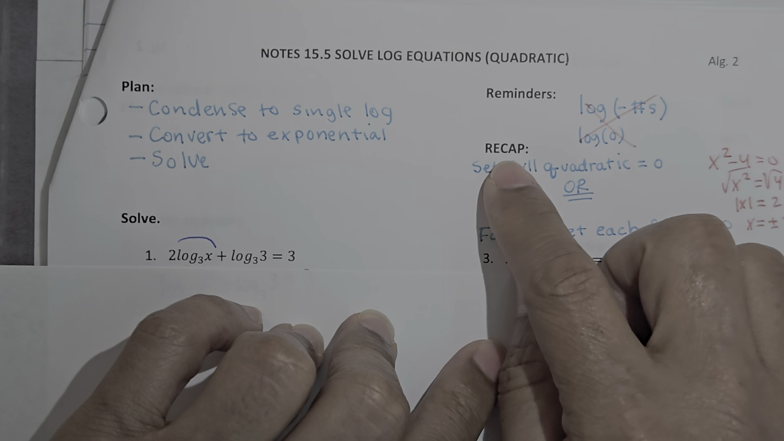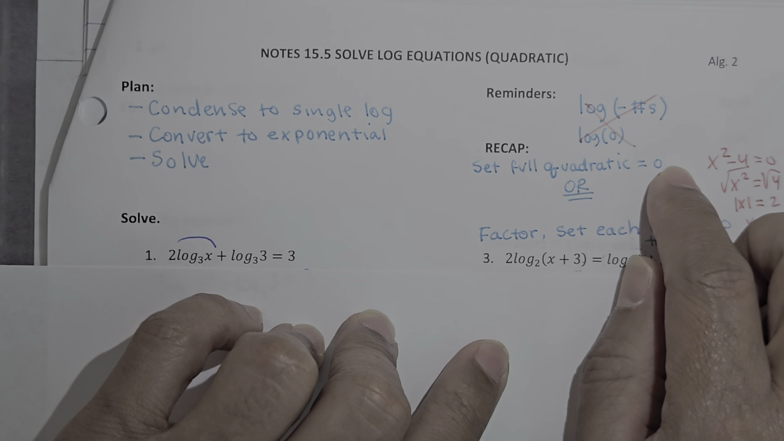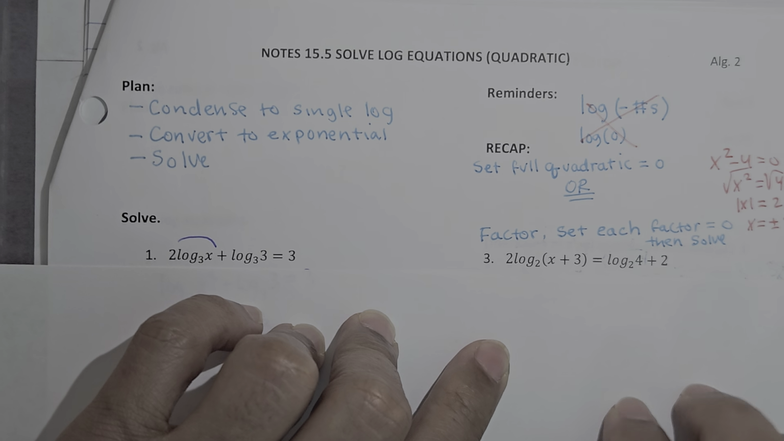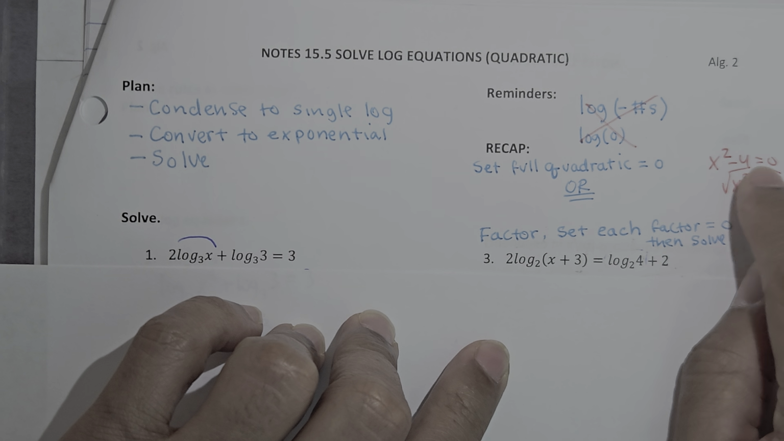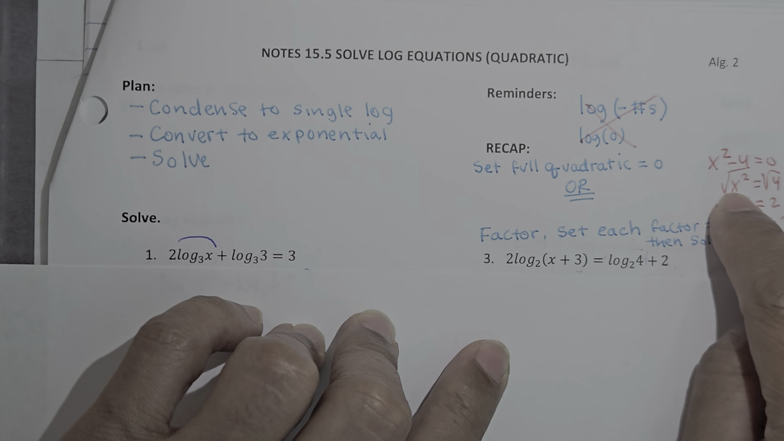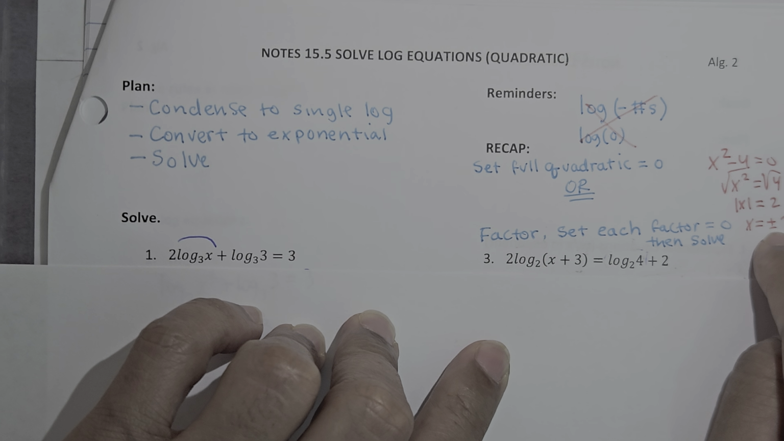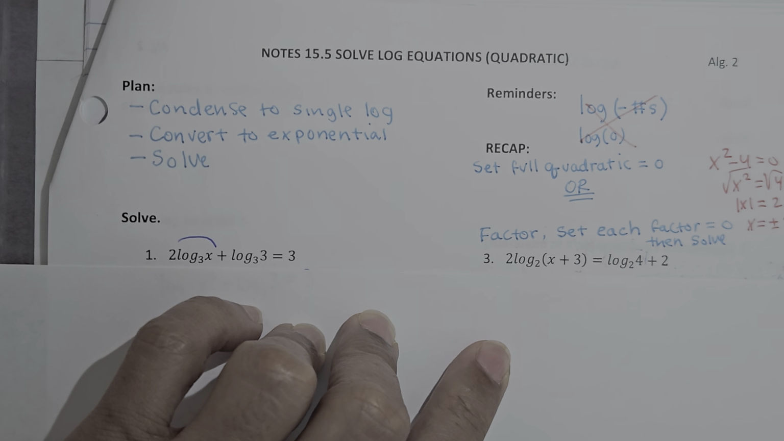Just as a recap for quadratics, when you solve a quadratic equation, you always set it equal to 0, or you factor it out and you set each factor equal to 0, and then you solve. For example, if I have x squared minus 4 equals 0, I would add 4 to both sides, so then we have x squared equals 4. Then you take the square root, and the square root of x squared is going to give you the absolute value of x, and the square root of 4 is going to give you 2. So when you remove the absolute value, that gives you plus or minus 2. But keep in mind again, the negative 2 will not be a solution because we cannot have a negative number with logs as a solution.